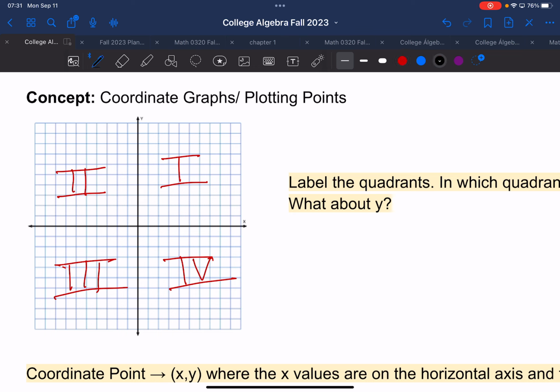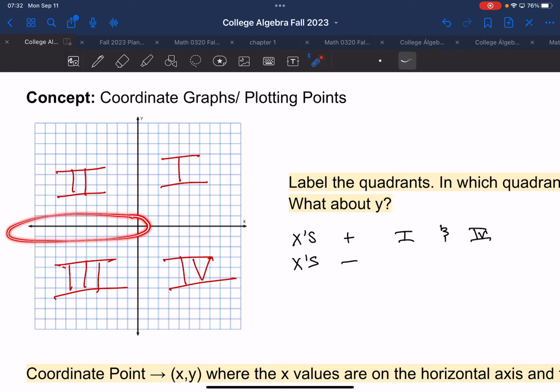So then it's asking us, in which quadrants are the x's positive? 1 and 4, because remember, when we're talking about the positive x's, that's this side right here, all those points. And that's only shared by quadrants 1 and 4. When are the x's negative? 2 and 3, because we're looking at this side now, and that is shared by quadrant 2 and quadrant 3.